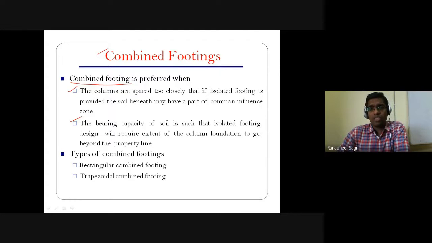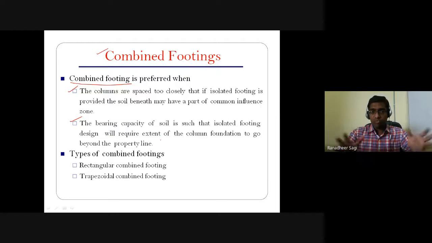Or whenever the bearing capacity of the soil in such isolated footings requires the extent of the column foundation to go beyond the property line. Let's say your boundary region of the construction is limited, but to minimize the pressure coming from the footing onto the soil because of the load from the column, the load is heavy. So for minimizing the pressure, I require a large area to carry that heavy load, because pressure can be minimized by providing a larger area to distribute the load coming from the column.